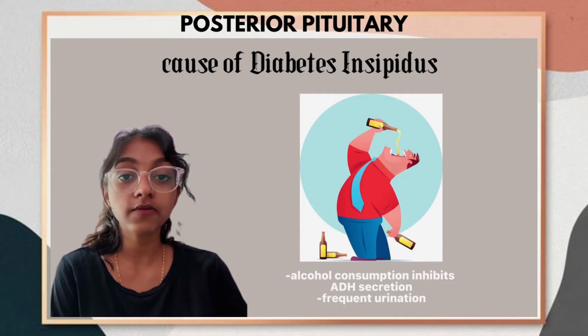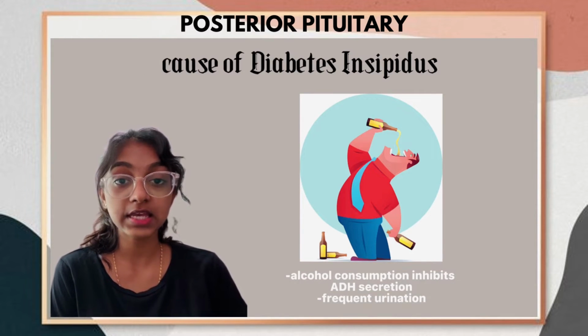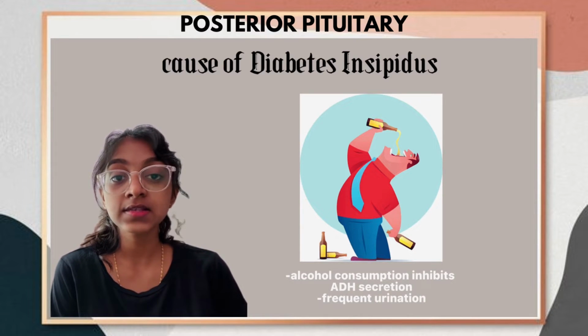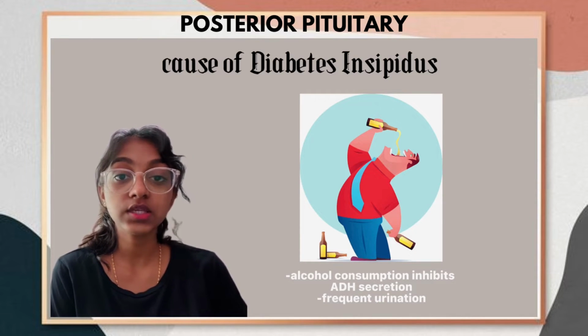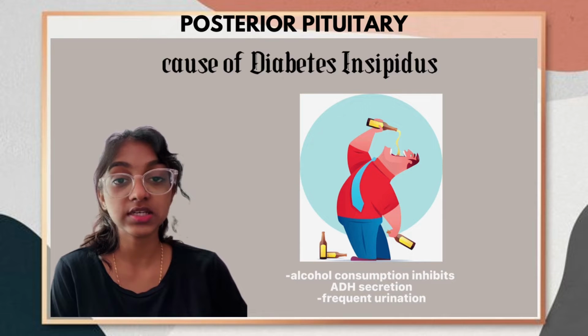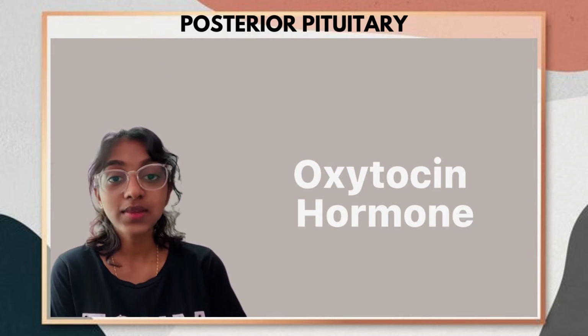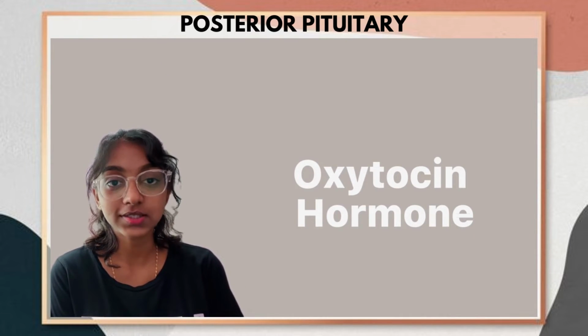The consumption of alcohol inhibits ADH release. This effect helps explain the frequent urination associated with drinking alcohol. Now let's look at the hormone oxytocin.